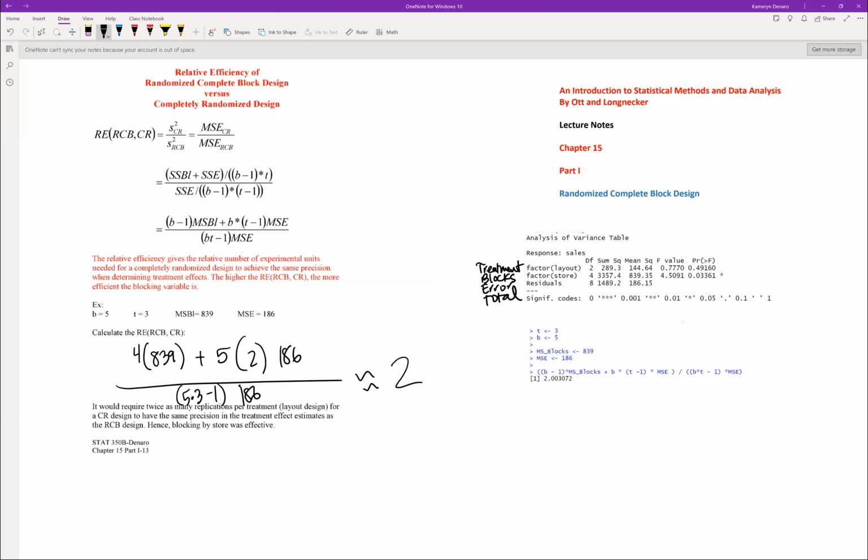At the end of the day, all of this is approximately equal to 2. So what we have is that we would need twice as many replications per treatment, so per layout, for the completely randomized design to have the same precision in the treatment effect estimates as the randomized complete block design. So overall, we would conclude that the blocking by store was effective because we didn't have to have as large of a sample size as the completely randomized design.